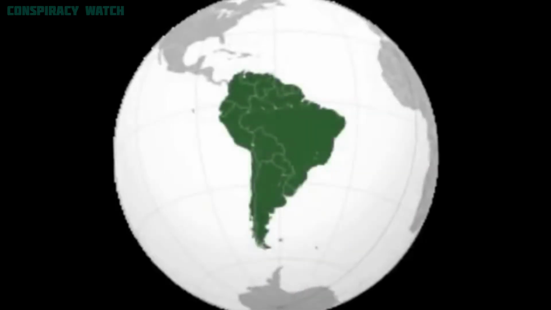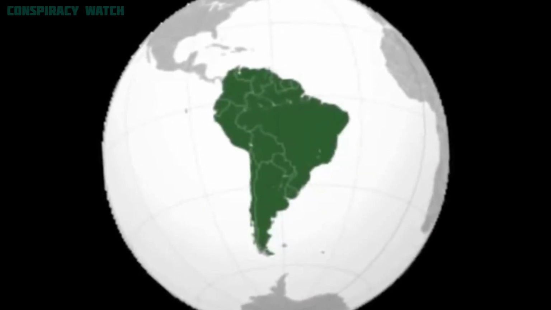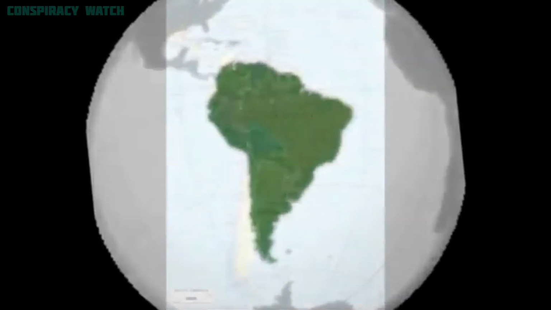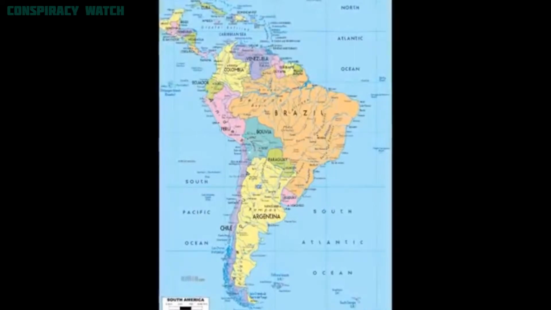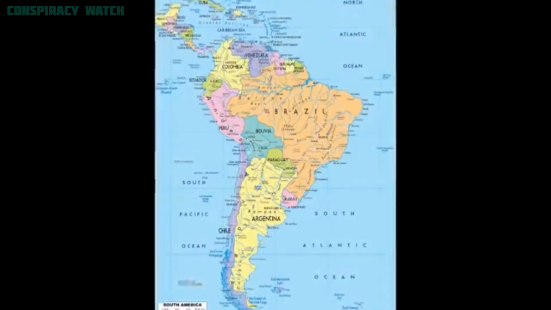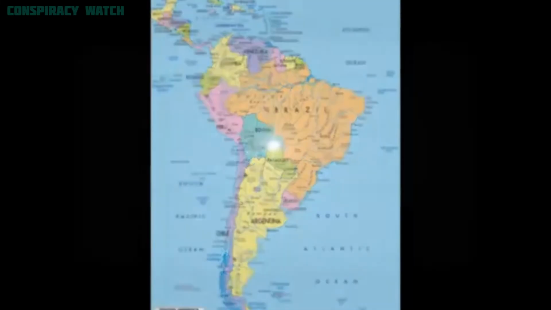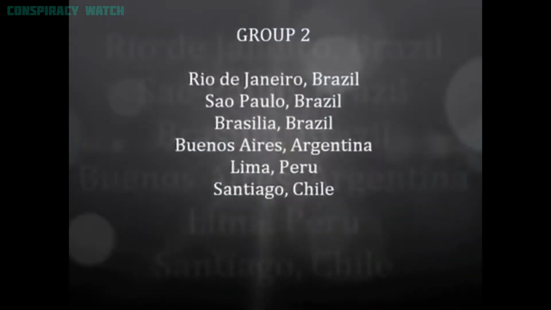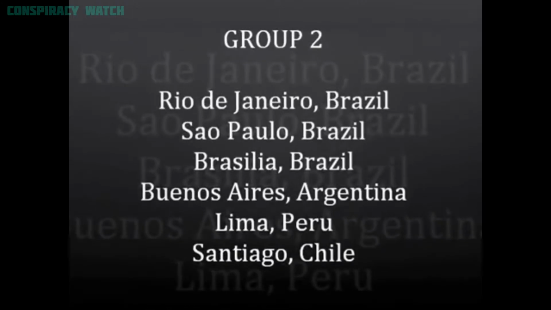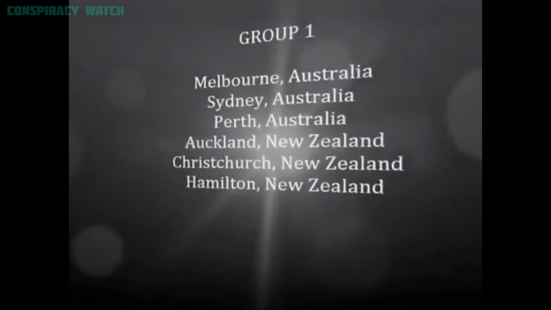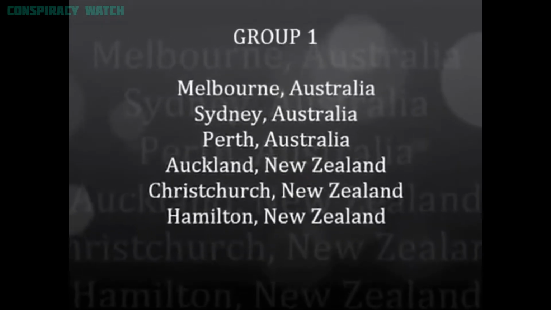The second group is going to be some cities in South America, all in the southern hemisphere. I mention this because if you go high enough, you will run into a few cities that won't work. Group 2 includes Rio de Janeiro, Brazil, Sao Paulo, Brazil, Brasilia, Brazil, Buenos Aires, Argentina, Lima, Peru, and Santiago, Chile. Again, there is a link in the description with many other airports.